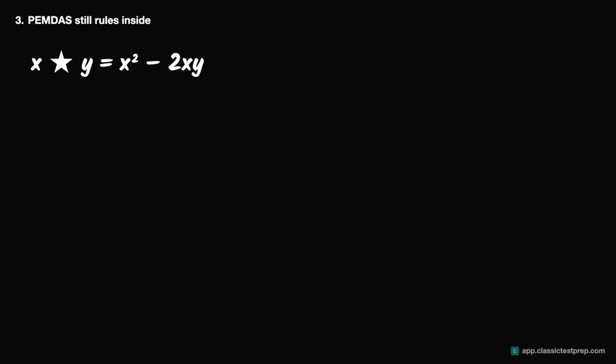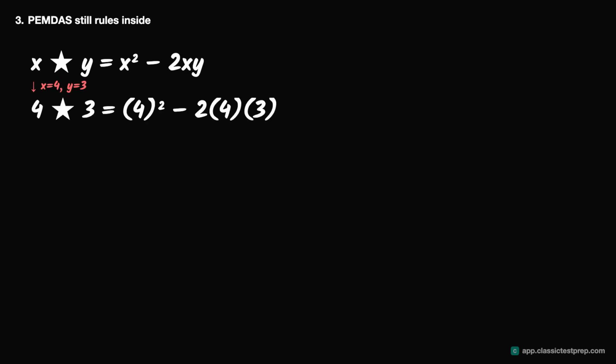So x star y equals x squared minus 2xy, with 4 star 3. We substitute in 4 for x and 3 for y. And now we just have a normal math question that follows the rules of PEMDAS very simply. 4 squared minus 2 times 4 times 3 is 16 minus 24. That equals negative 8. So as long as we plug in the correct number for the variables, then we just have a basic math problem.